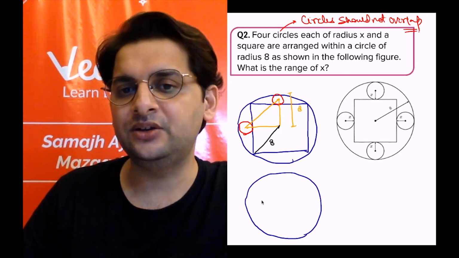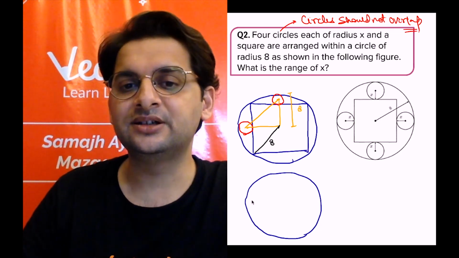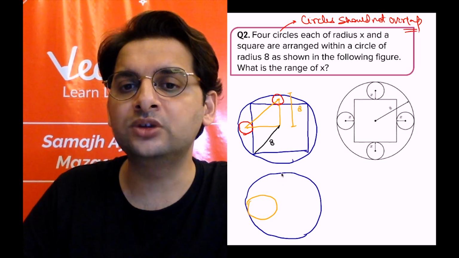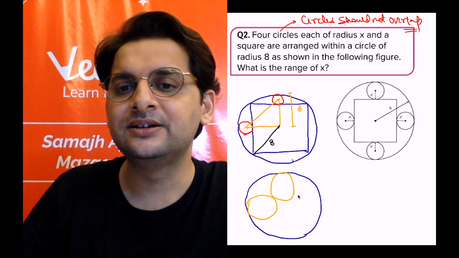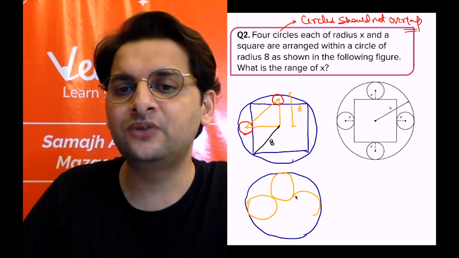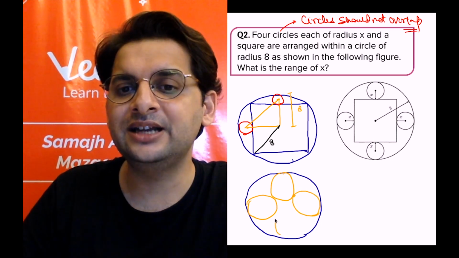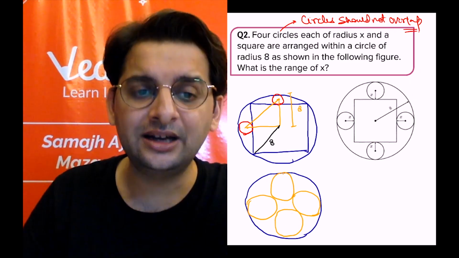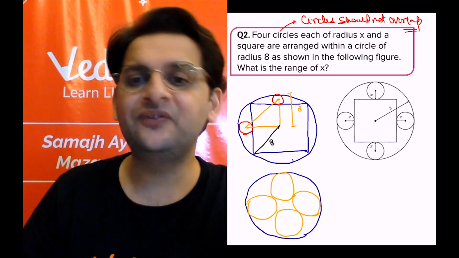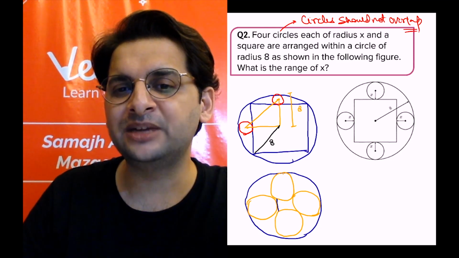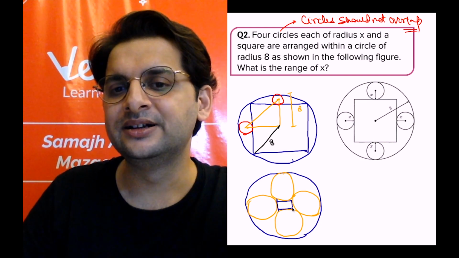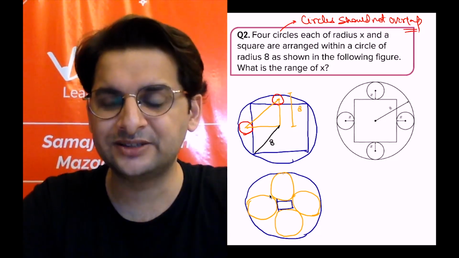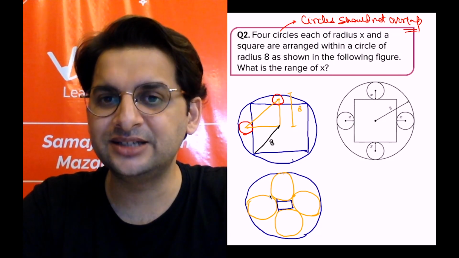Let me give you a hint for the largest value also. So when will this be largest? The circle will be largest when all the four circles are touching each other adjacently. So this can be the largest case, because after this the circles would start overlapping. And if we talk about the square, by symmetry there can always be a square formed inside this. So the corresponding value of x would be the largest value of x.